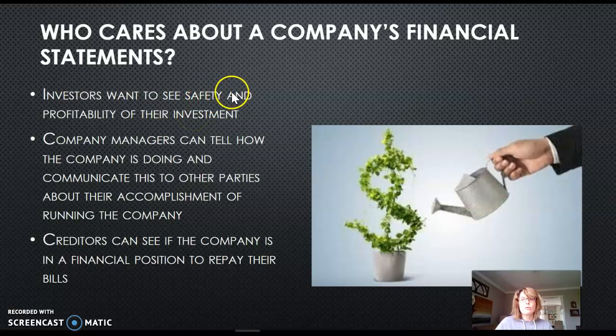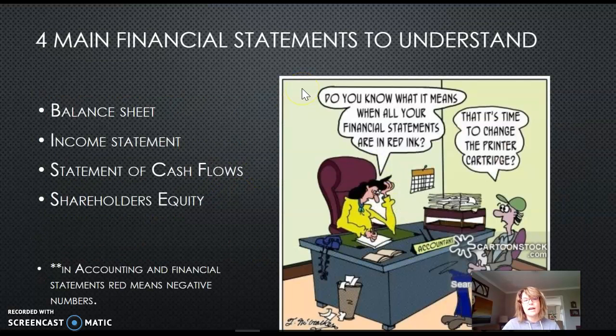So we're going to find out who cares about a company's financial records. Who cares if your company is making money and spending money and how much money they're spending in different places? We find that we've got investors, managers, and also creditors that want to see what's going on. And we would have touched on that last week as well.